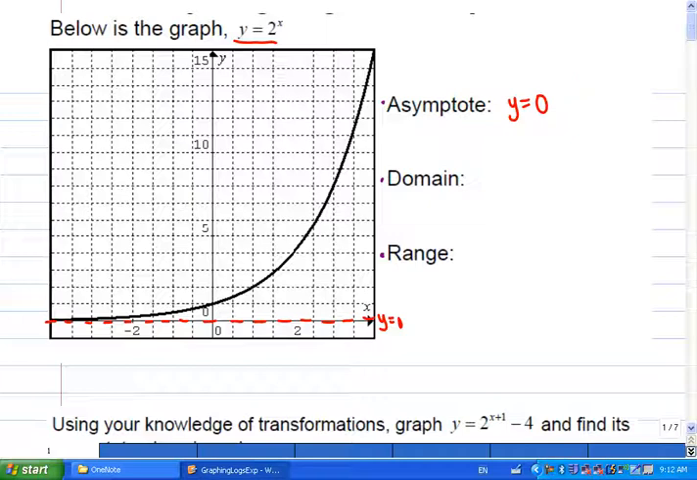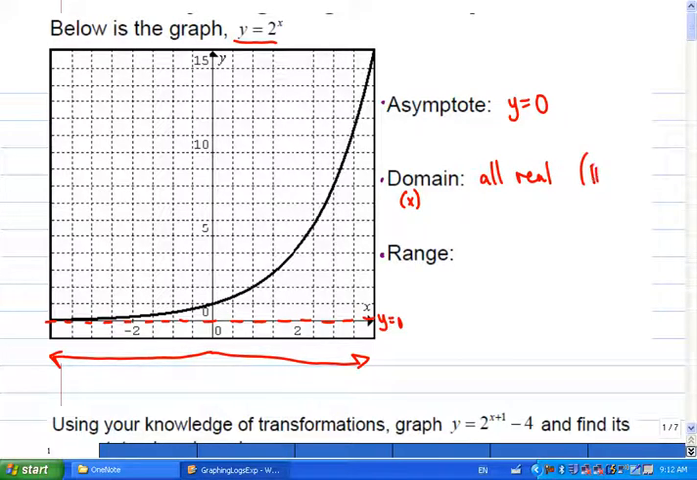Now, if we look at the domain, just a refresher, those are the x values that we're thinking of that are permitted in this function. So it looks like I could pick any value for x and not have any problems. So this would be all real numbers. And of course we could abbreviate it like that.